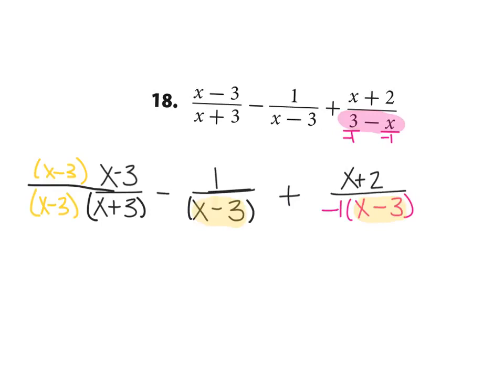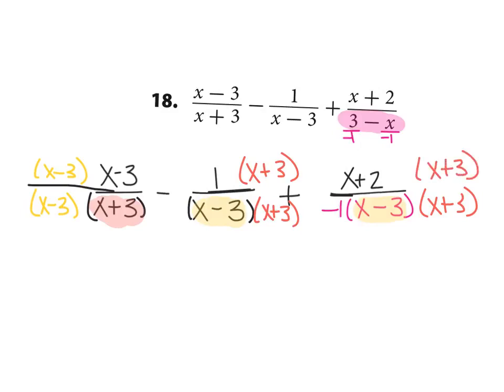And then if we look at our second denominator, it has an x minus 3, but it's missing the x plus 3 that we see over here. So we have an x plus 3 that's got to show up everywhere. So I'm going to put x plus 3 in the denominator and x plus 3 in the numerator. Same thing with the third fraction. I need x plus 3 in both places.